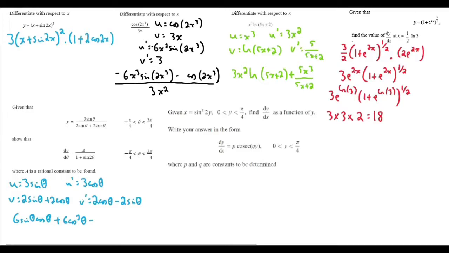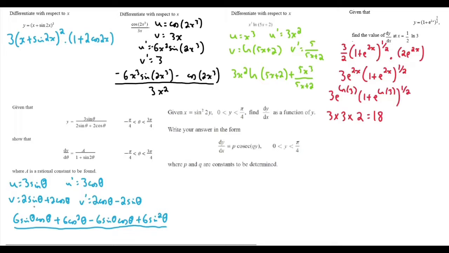That'll be minus uv dash, so 6 sine theta cos theta. And then a minus of a minus is going to become a plus. So then plus, 3 sine theta times 2 sine theta, so 6 sine squared theta. All of this then gets divided by your v squared.